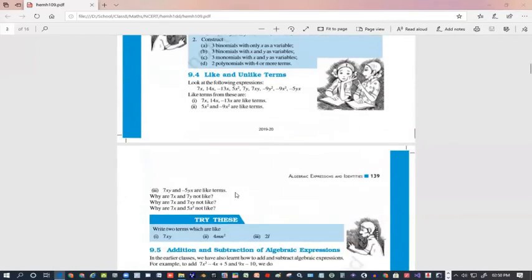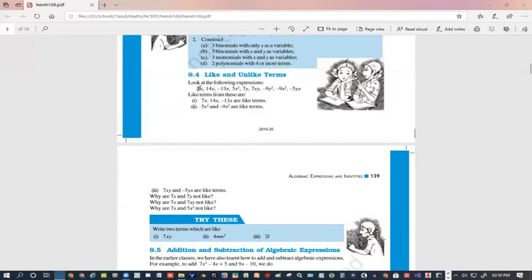So like and unlike terms. Actually this is important because only like terms can be added or subtracted. Unlike terms can be multiplied and divided. But only like terms can be added or subtracted. So what do like terms mean? Like terms means that they will have the same variable irrespective of the constant.